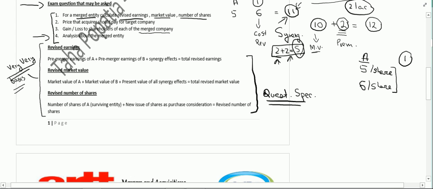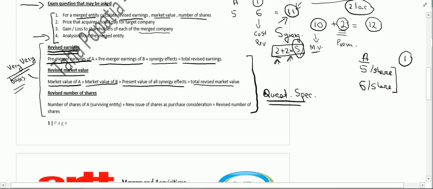What you will do? Number 1, revised earnings. If you are supposed to calculate the revised earnings of the merged entity, you will add 3 things: pre-merger earnings of A, pre-merger earnings of B, the target company, plus synergy effects, any earnings increase due to synergies. This will give you revised earnings. Revised market value. How will you calculate the revised market value? Market value of A before merger plus market value of B before merger plus present value of all synergy effects is equal to total revised market value.